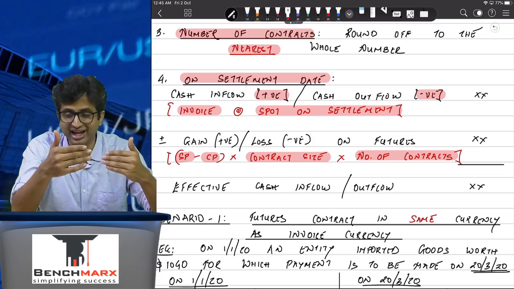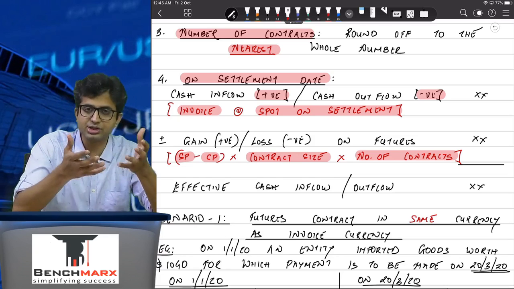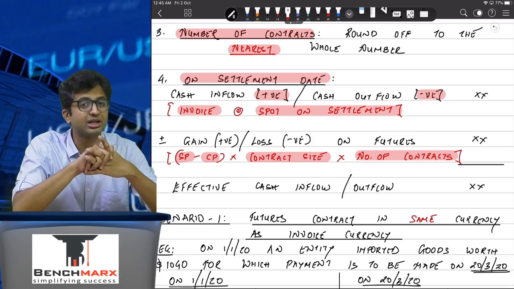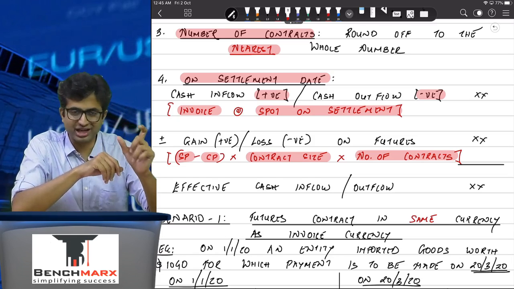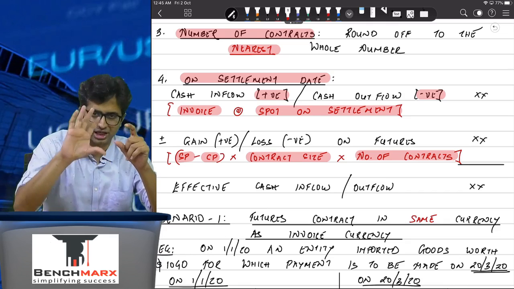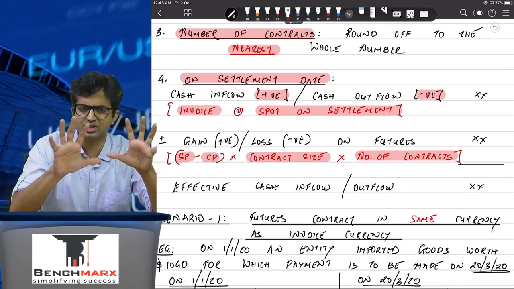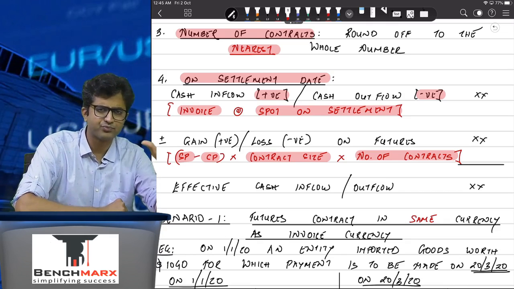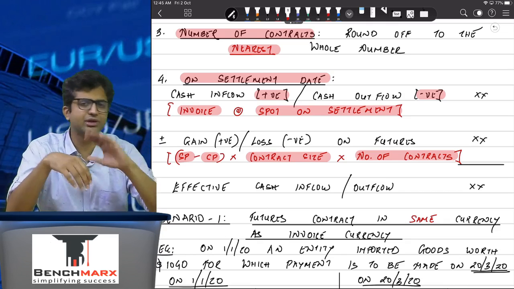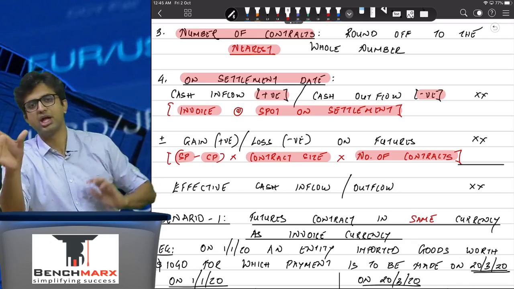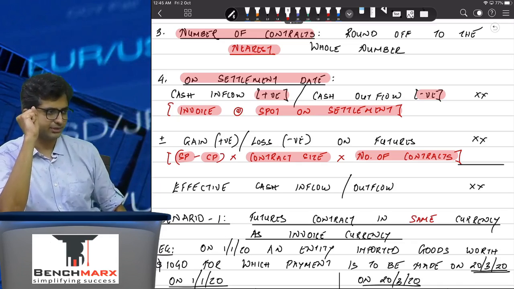Cash outflow is negative. If a loss comes, it increases your cash outflow, and the effective loss is also negative, so both cumulatively increase. Cash outflow is negative, and if there's a gain, the gain reduces your cash outflow, and hence that gain will appear positive. So just remember this: cash outflow negative, cash inflow positive, gain positive, loss negative, which will automatically come if you are taking SP minus CP correctly.